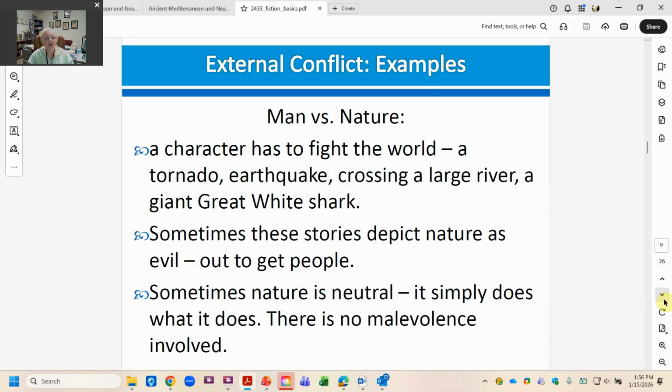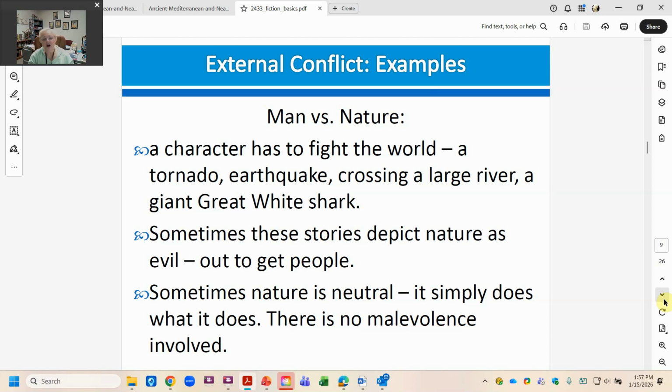Man versus nature. So this is where you're fighting the world, the planet, something that is not human, but is of nature. So it's not extraterrestrial, it's on this planet. There are two types here. The first type, nature, is just nature. It is not out to get us. It doesn't have an agenda. It is just this powerful force. So a tornado will destroy. It's not targeting your house particularly, right? It's just, it is what it is, right?